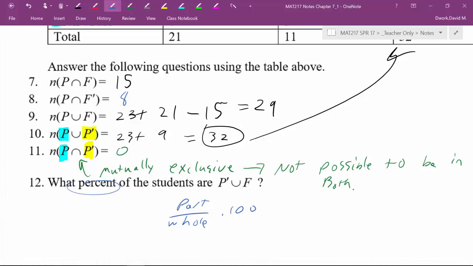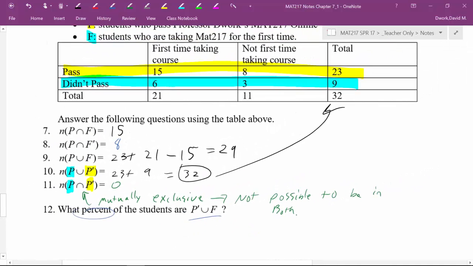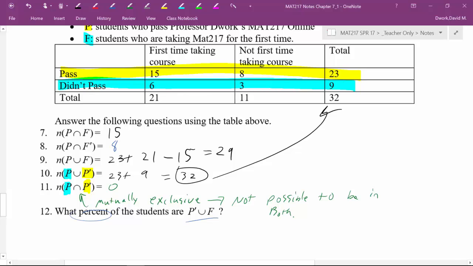So, what percent of the students are P prime union F? Well, we didn't do that one, so let's do that. To be able to answer this question, I need to know the cardinality of P prime union F. I need to know how many people are in that group. All right, so P prime means that they did not pass. I'm going to keep this highlighter, okay? And then F, taking the course for the first time. That's this group here. Now it's a union, which means I want to keep both.